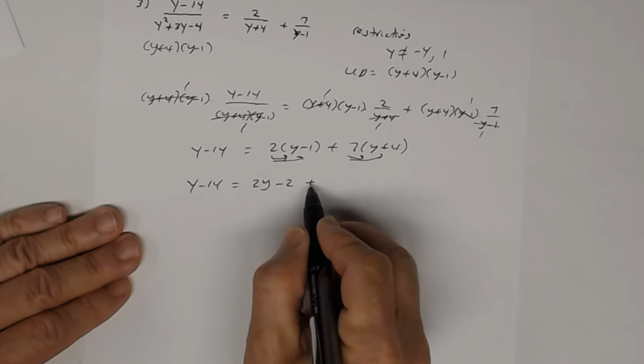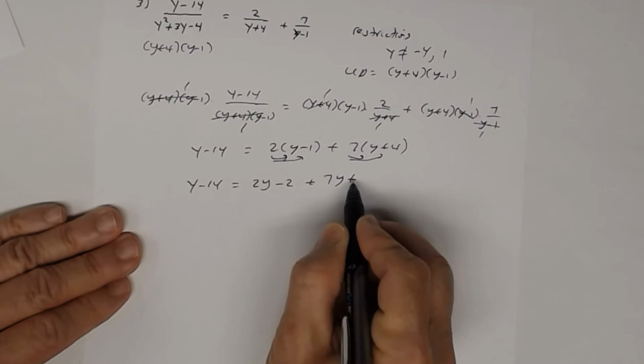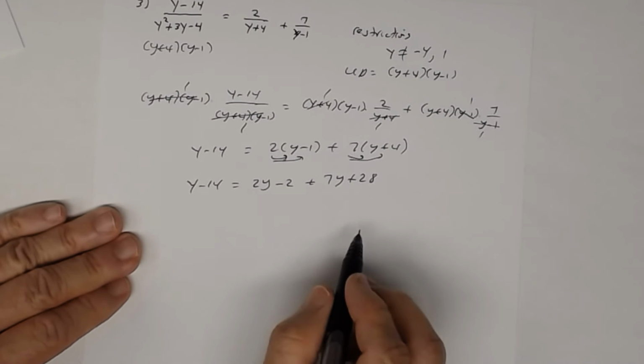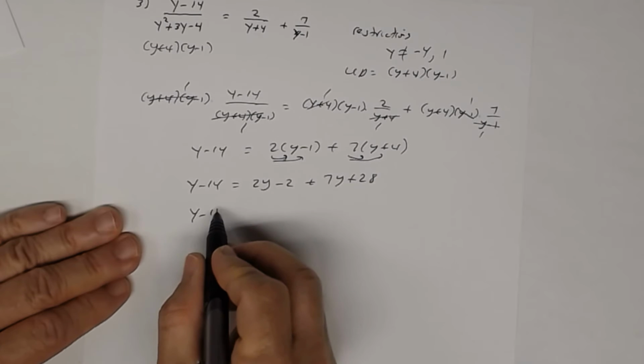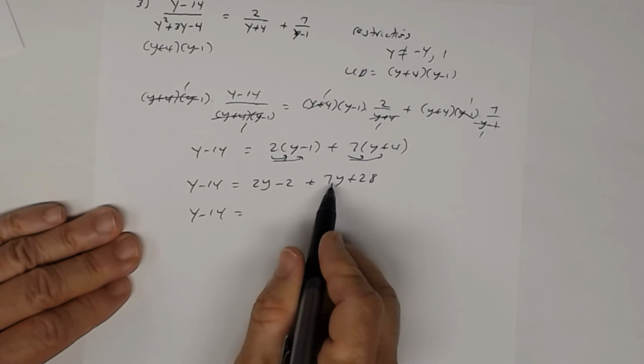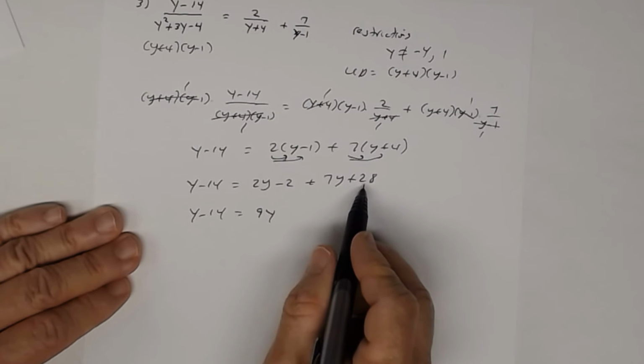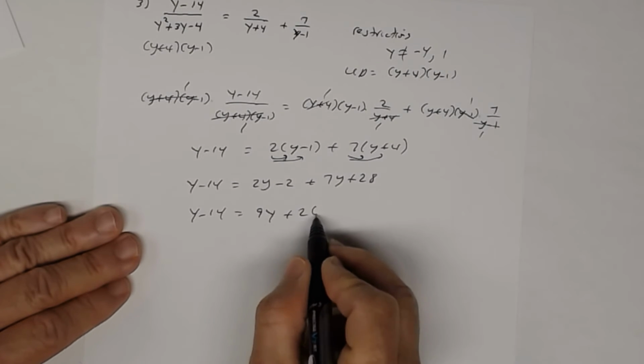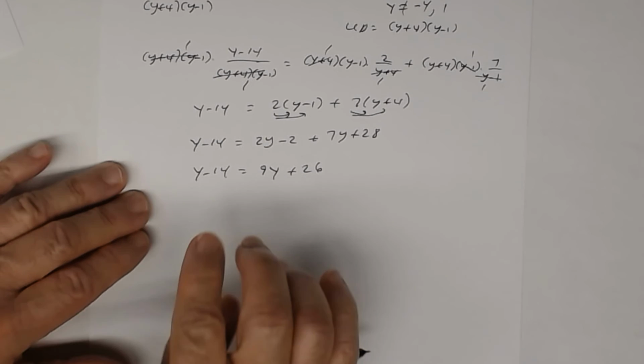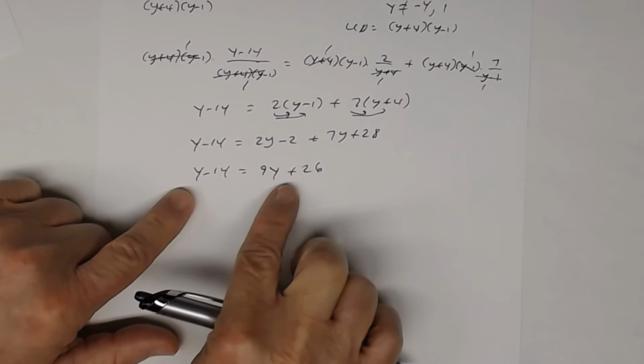And over here, I distribute the 7, I get 7y plus 28. Combining like terms, I get y minus 14 equals 2y and 7y is 9y. Negative 2 plus 28 is a positive 26. Now we have this linear equation, so I'm going to bring all variables to one side, all constants to the other.